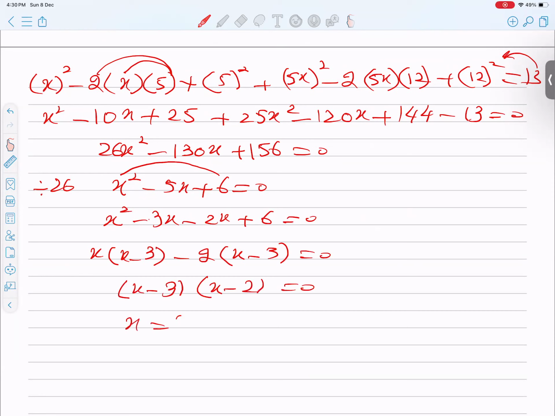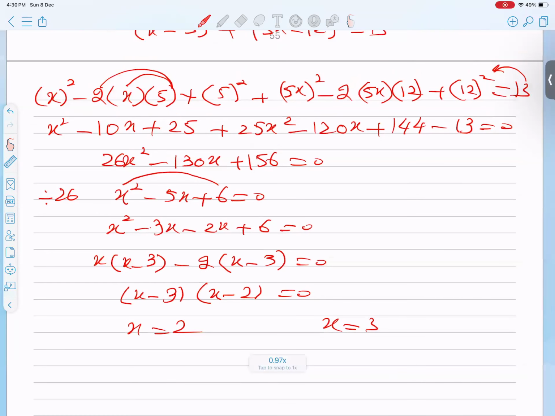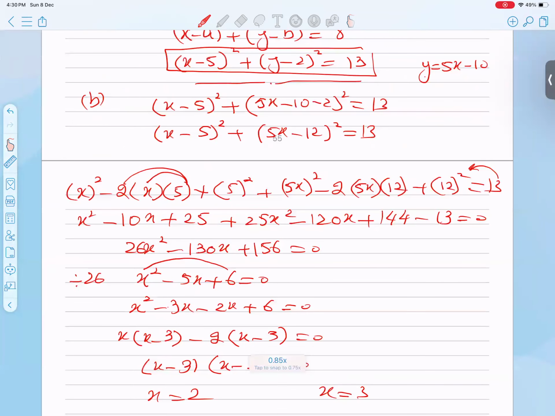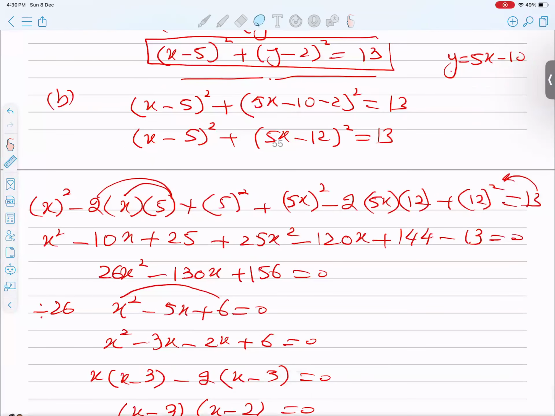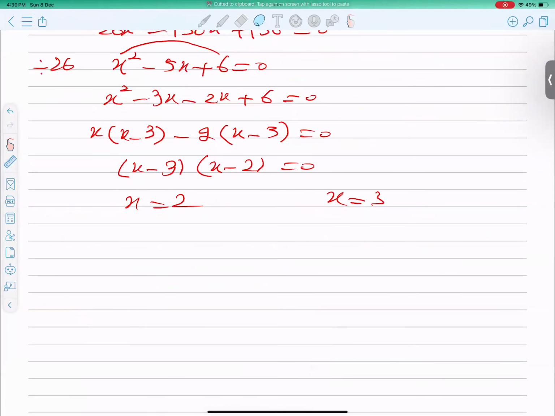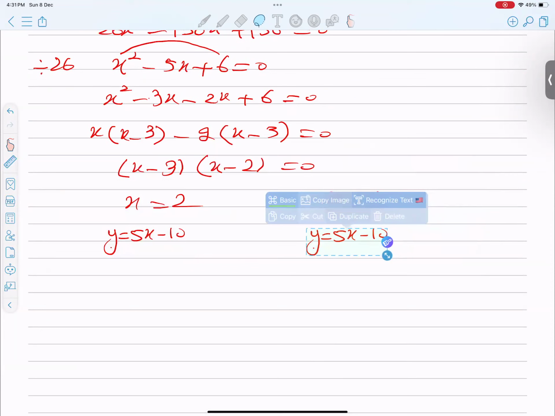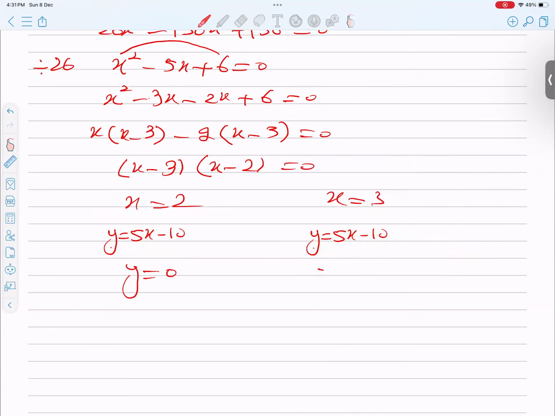Either x is equal to 2 or x is equal to 3. Both values of x I will plug into this equation. So I cut from here, paste 2 times here and 1 here. Now this 2, I plug in here. 2 5s are 10, I got 0. And 3 5s are 15, I got 5. So one point is (2, 0), and the second point is (3, 5). So I got two coordinates, very, very clear.